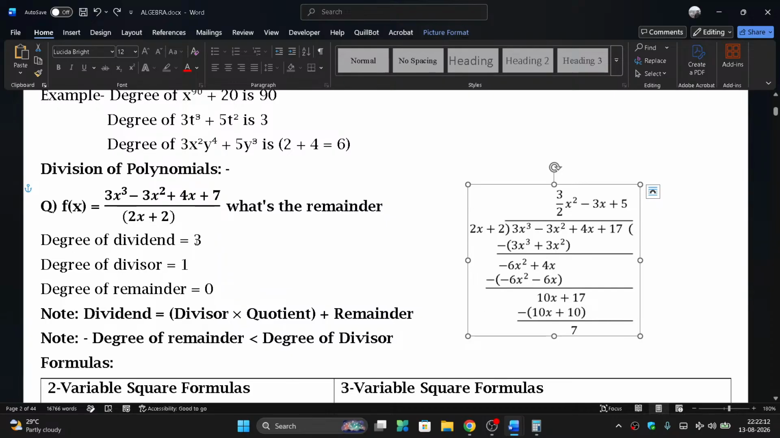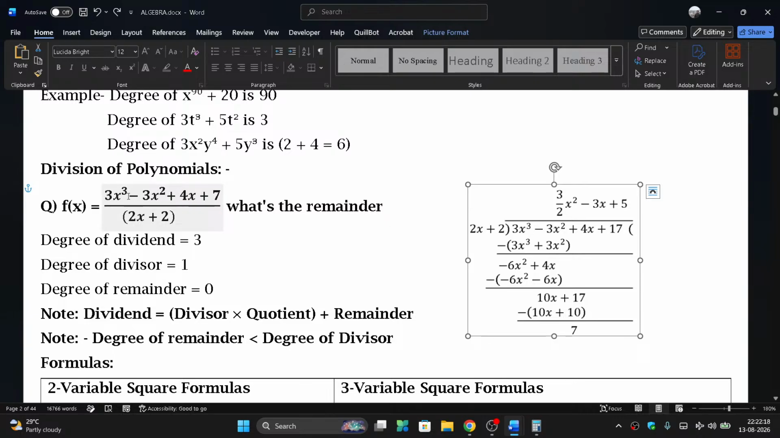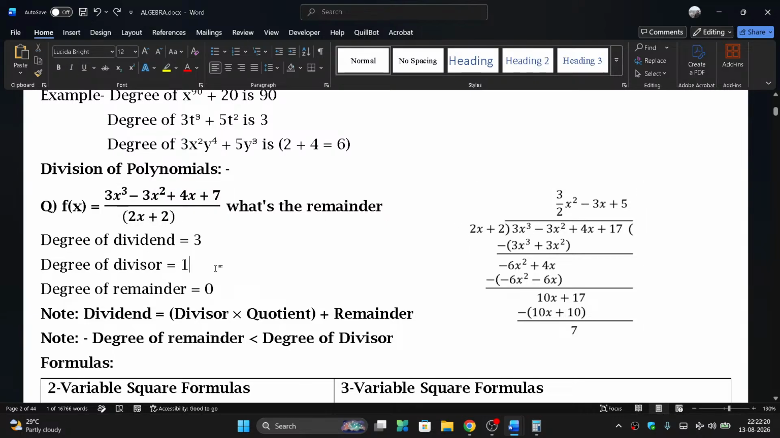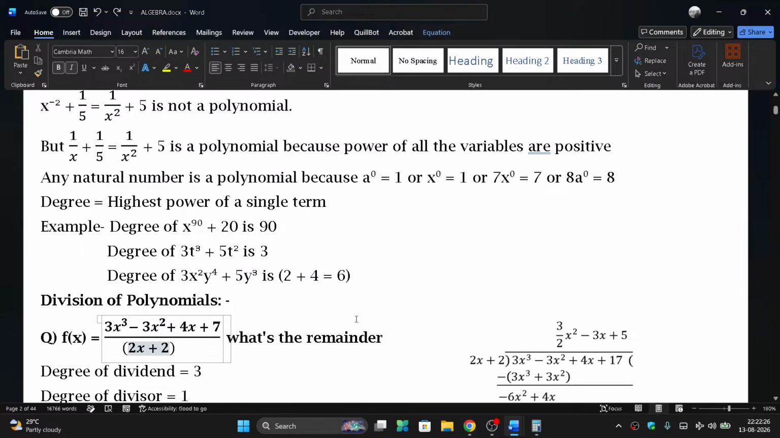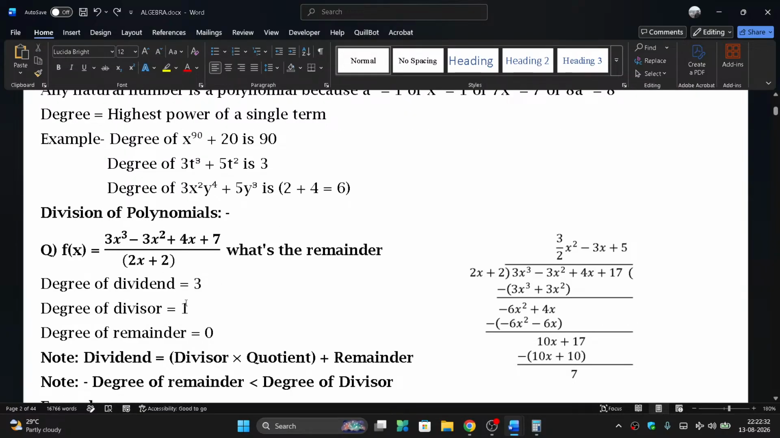Here the degree of the dividend is 3, because the highest power is 3, x cube. The highest power of the divisor is 1, because x to the power 1. That's the thing, x to the power 0 equals 1, but x to the power 1 equals x, right? Anything to the power 1 equals itself. Even 3 is also 3 to the power 1, 7 is also 7 to the power 1, 4x is also 4x to the power 1.